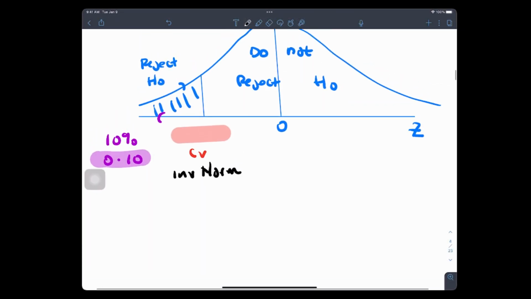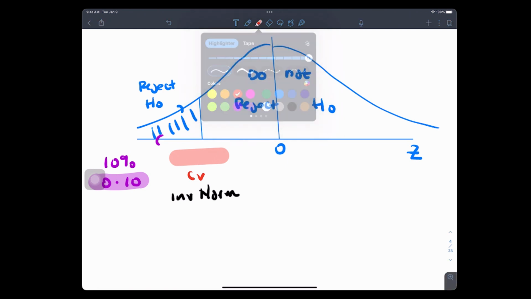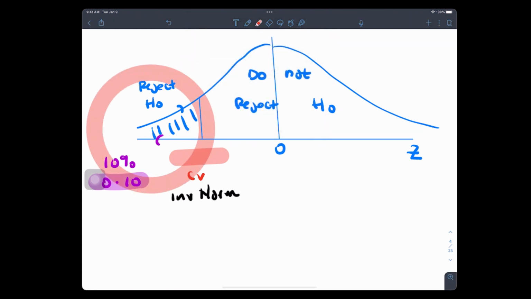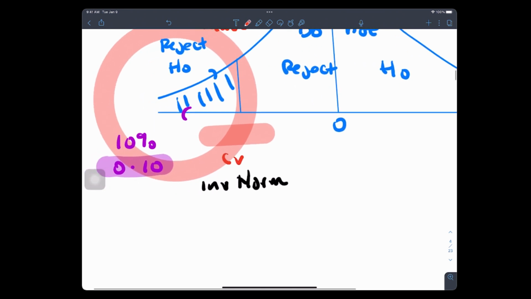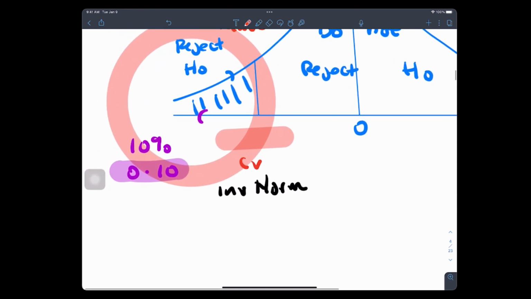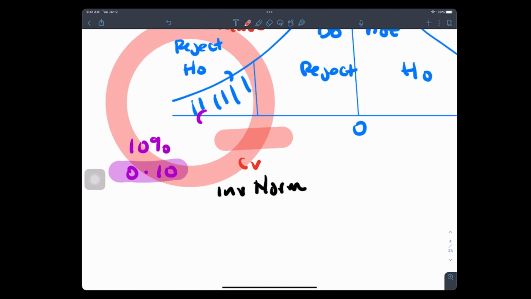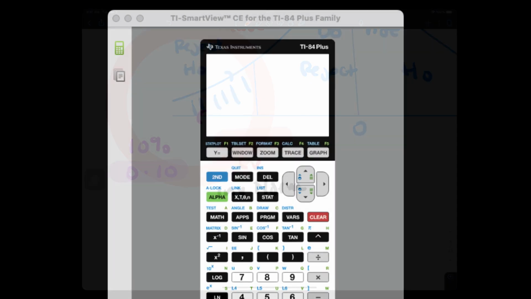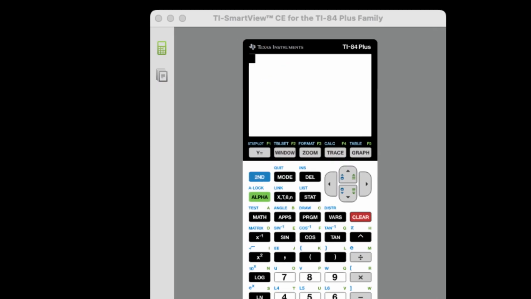Remember this? This is the default for those of you who have those calculators. It's the area to the left of this critical value. What is the area to the left of that critical value? You're looking at it. It's 10%. It's your alpha, isn't it? Is that easy? Did you guys study that this weekend?